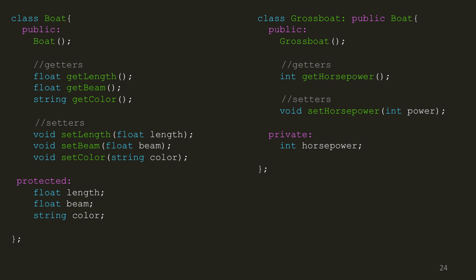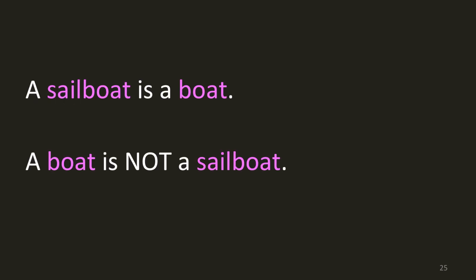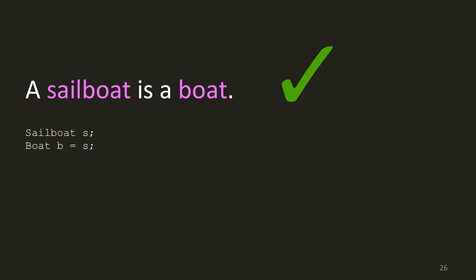So the one critical realization when you're doing these subclasses is that a sailboat is a boat. If a boat is a superclass and a sailboat is inheriting from that boat class, then a sailboat is technically a boat. But a boat is not a sailboat. So what that basically means is that you can do something like this. You can declare a sailboat S and then say boat B equals S, because a sailboat is a boat. But you would not be able to do this the other way around. You wouldn't be able to declare a boat and then set a sailboat equal to that boat. So that's the basic idea of inheritance.